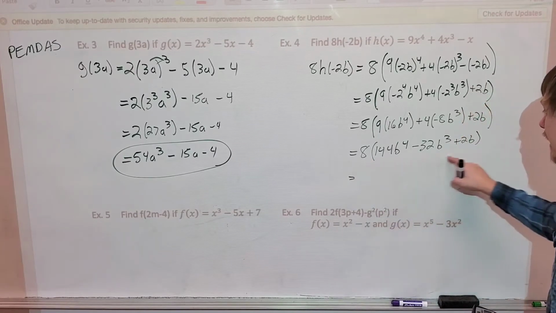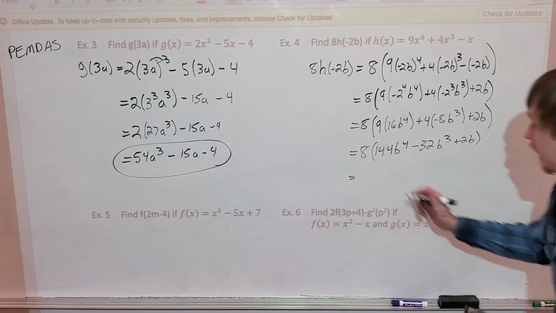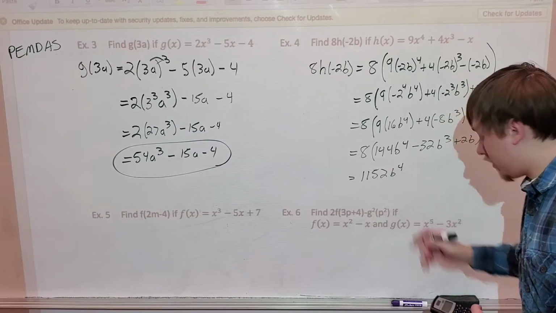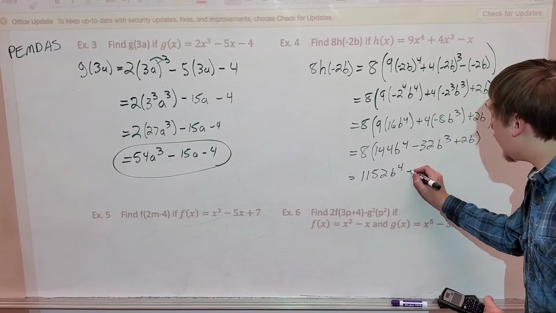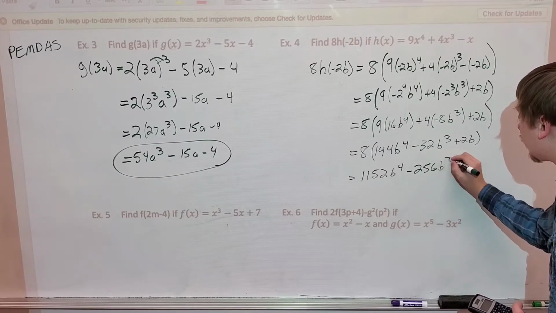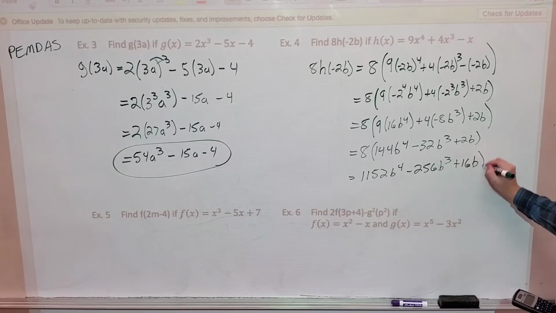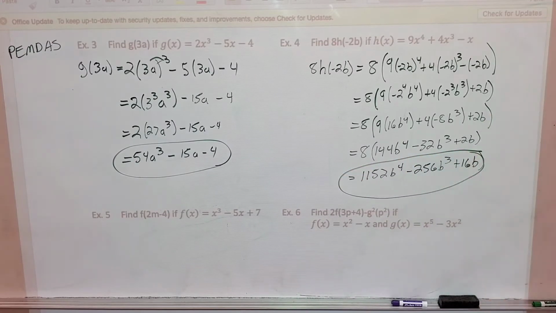Now distribute the 8 to everything. So 144 times 8 is 1152. And then we've got the b to the fourth. Minus 32 times 8, which is 256. So minus 256 with b to the third. And then plus 2 times 8 is 16b. So here's your answer there.